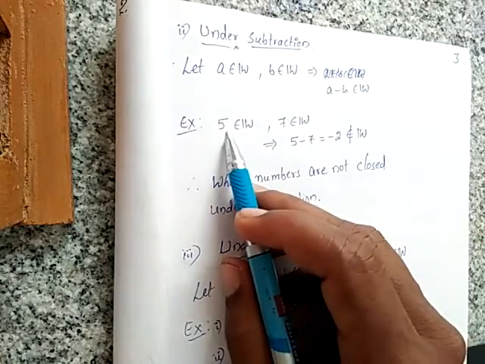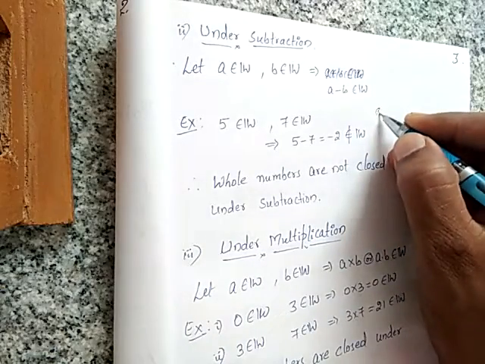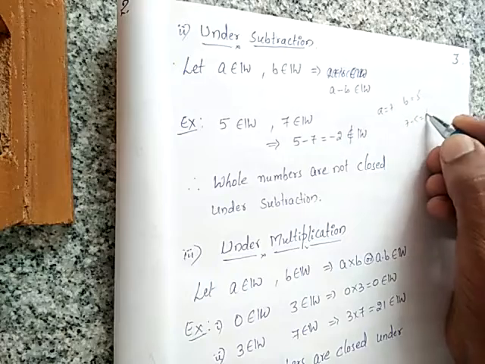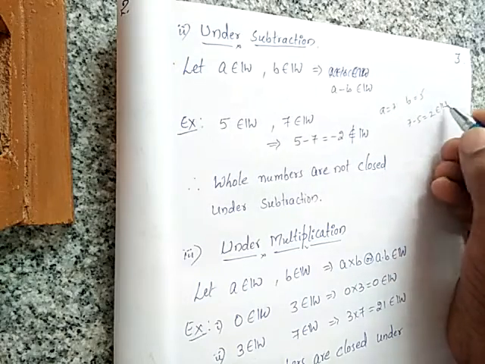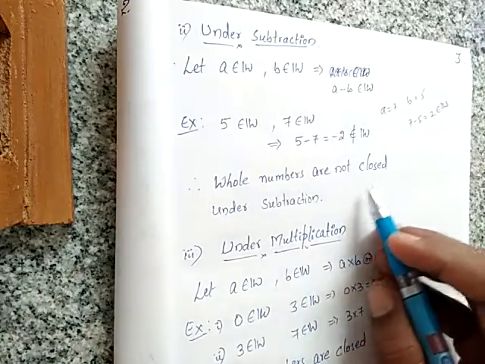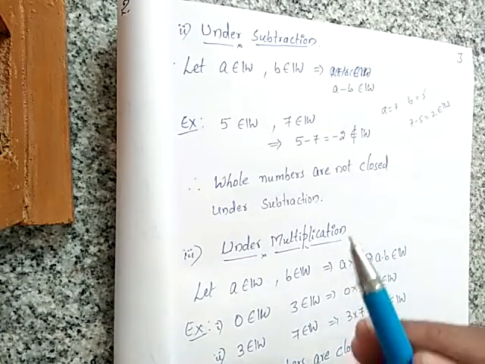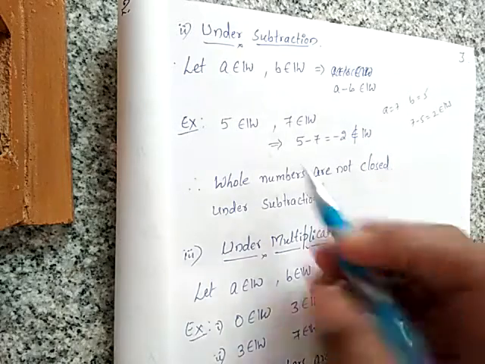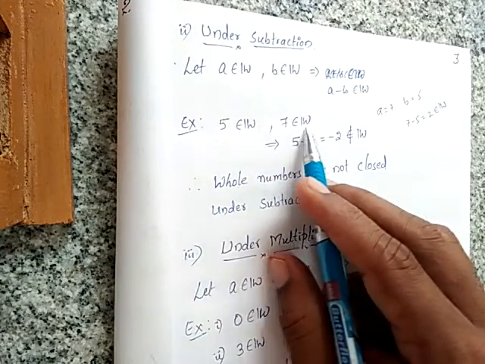So see here, I have taken the example. If you take A is equal to 7 and B is equal to 5, 7 minus 5 is equal to 2 and 2 belongs to whole number. Here itself you should not conclude that whole numbers are closed under subtraction. Okay, please remember, if you give one example that it is not satisfying, see here I have taken 5 belongs to W, 7 belongs to W.